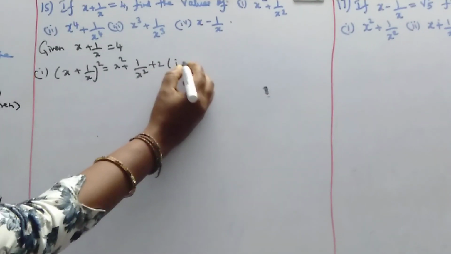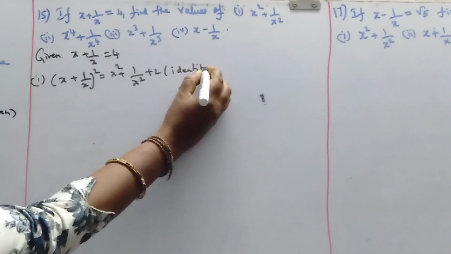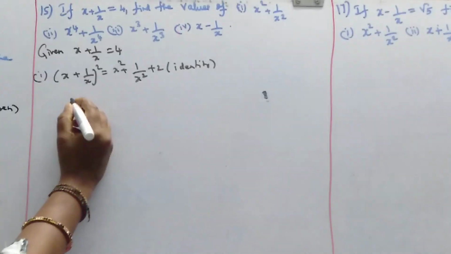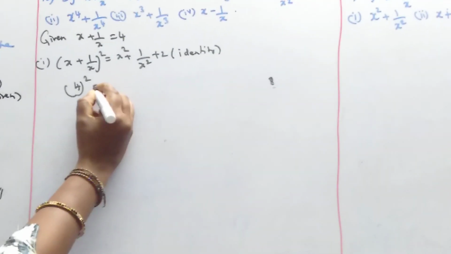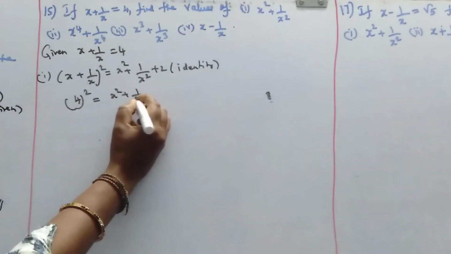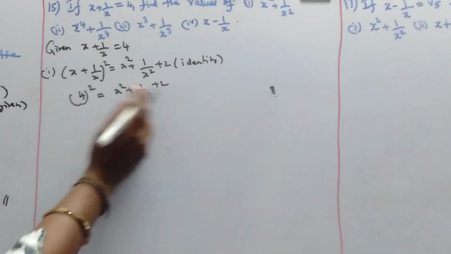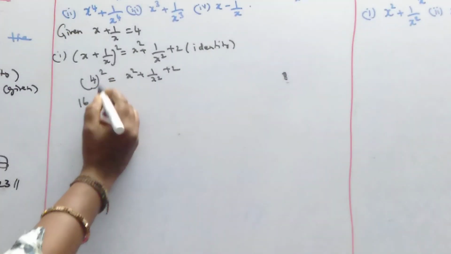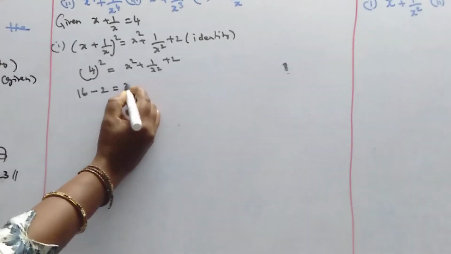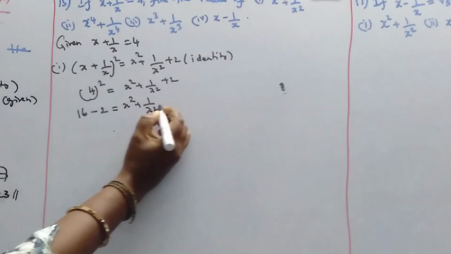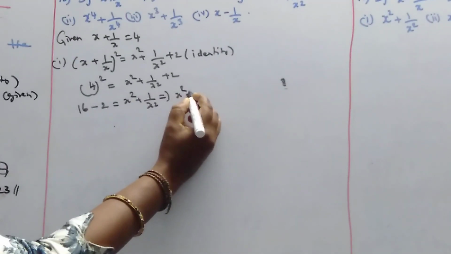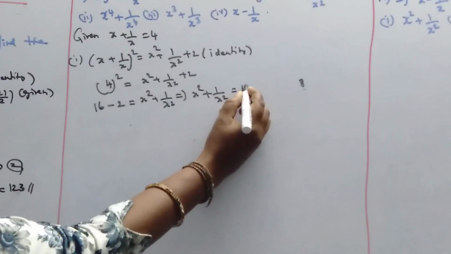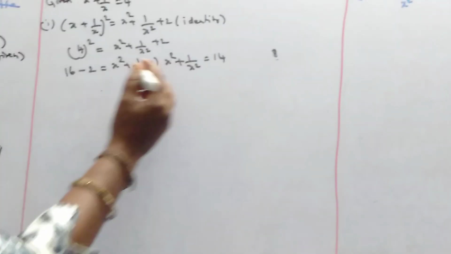Equals to, that is identity, right? Okay. So x plus 1 by x, given 4 square, equals x square plus 1 by x square plus 2, right? Bring that to this side. This is 4 square, 16 minus 2, which is equal to x plus 1 by x square, which implies x square plus 1 by x square equals 14. This is the solution of the first subdivision which we have found, right?